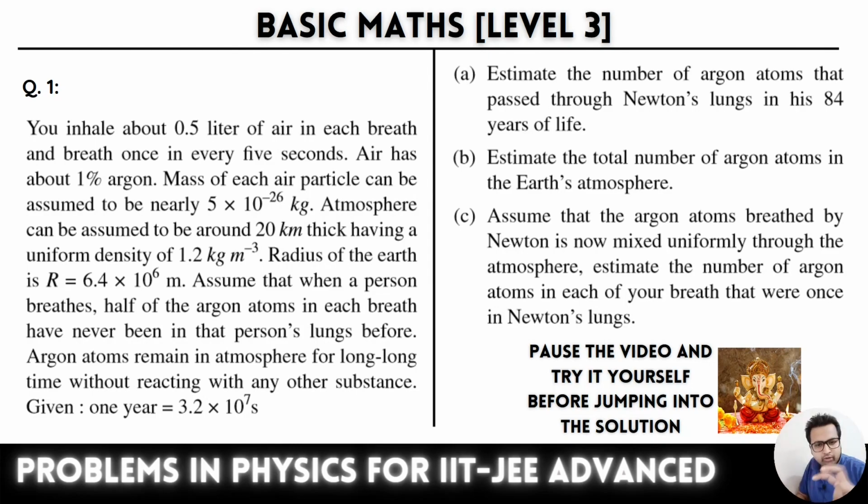And the difference of radius is 20 kilometer. So I hope this is clear, the meaning of thickness of atmosphere, and the density of atmosphere is given, that is 1.2 kilogram per meter cube. Okay, and it is also given that radius of the Earth is 6.4 into 10 to the power of 6 meter. It is also clear.